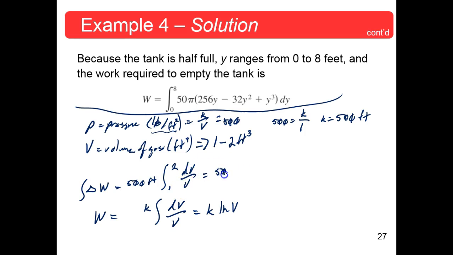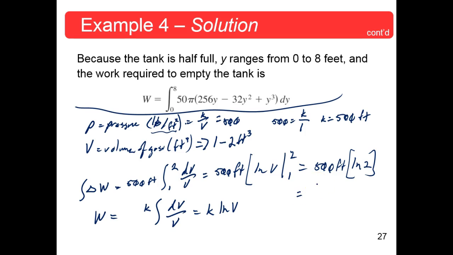which is 500 feet times, and what's the antiderivative of 1 over V? You said it before? Okay, the log of V evaluated from 1 to 2, which is 500 feet times the log of 2. I left off minus the log of 1, which is legal at 0. Okay, so I think that comes out.